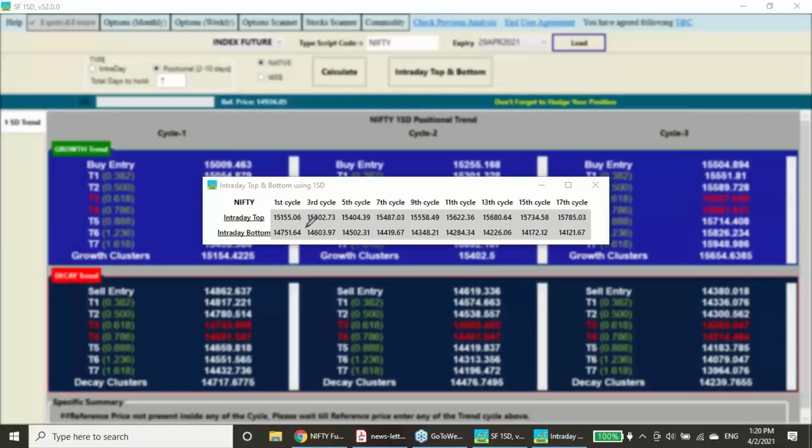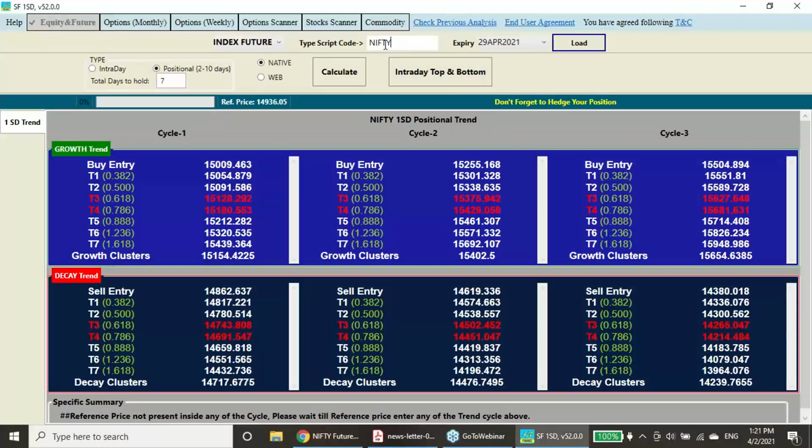On Monday, for Nifty, we are expecting a first top of 15,155. If it crosses 15,302, then 15,404. And for the bottom on Monday, we are expecting 14,751. Quite wide, but these are the tops and bottoms we are expecting for Nifty on Monday. Have a look at this top and bottom thoroughly and see whether they are valid or not.